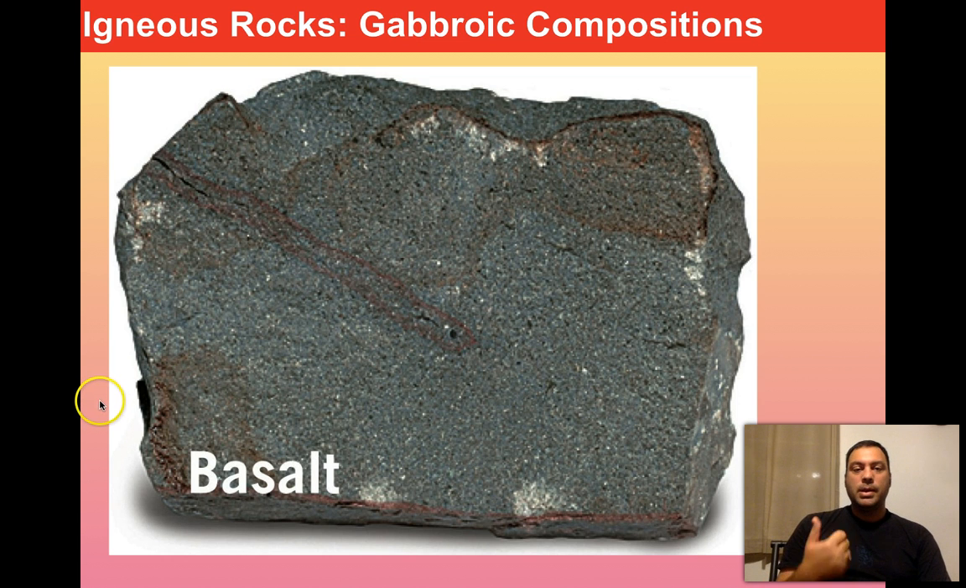So that leads us to basalt. We've gone over granitic compositions. We've gone over andesitic compositions. Now we need to get into gabbroic compositions, of which basalt is the extrusive version of gabbro. So here we see a basalt. This one actually has a lot of iron in it.